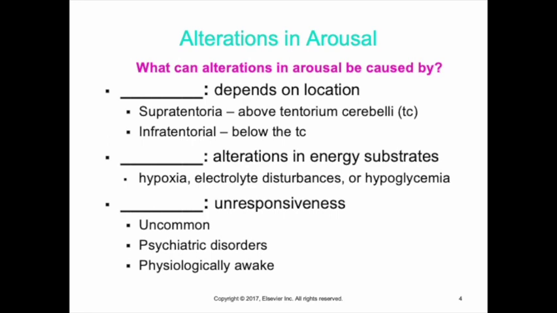What can alterations in arousal be caused by? Well, we have structural alterations that are divided according to the original location of the pathologic condition. We use the landmark, the supratentorial, which means above the tentorium cerebelli. We use the term infratentorial, and this is subtentorial, which is below the tentorium cerebelli. If you forget where the tentorium cerebelli is located, please look that up in your textbook.